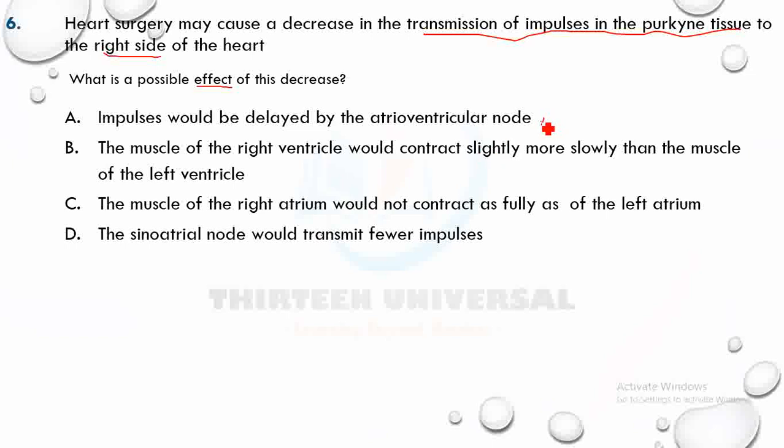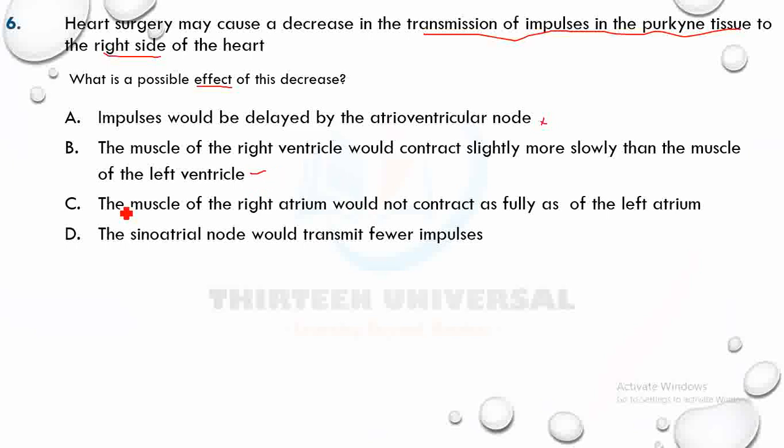So this is wrong. B says the muscle of the right ventricle would contract slightly more slowly than the muscle of the left ventricle. Yes, it will contract more slowly because the impulse that causes it to contract is slow on the right side. So the right ventricle would contract slightly more slowly. So this is correct.